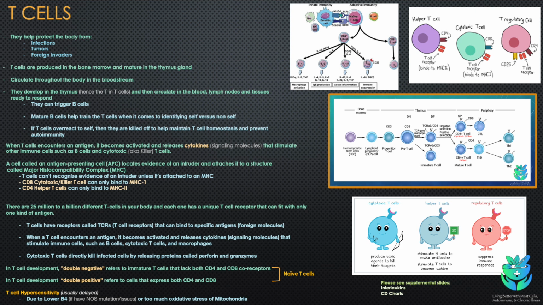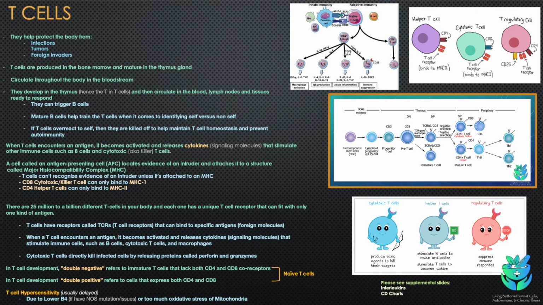So when a T cell encounters an antigen, it becomes activated and releases cytokines, or signaling molecules that are pro-inflammatory, that stimulate immune cells such as B cells, cytotoxic T cells, and macrophages. Cytotoxic T cells directly kill infected cells by releasing proteins called perforin and granzymes.